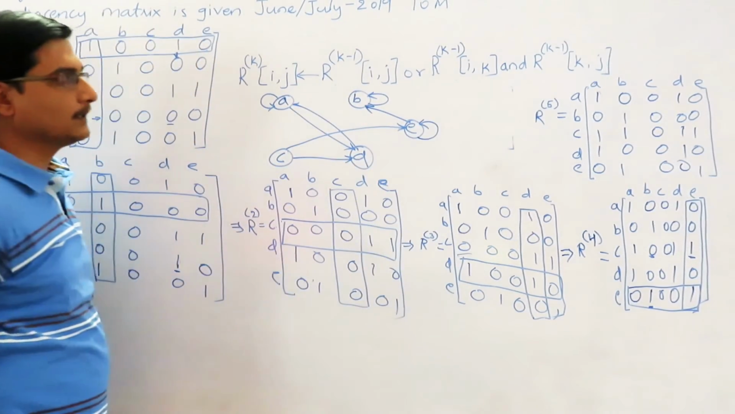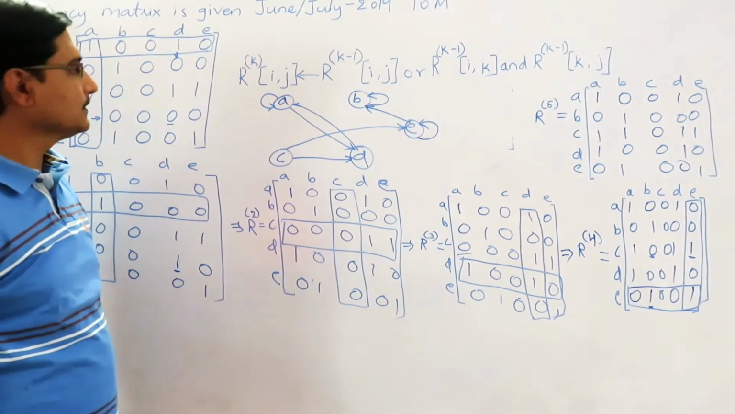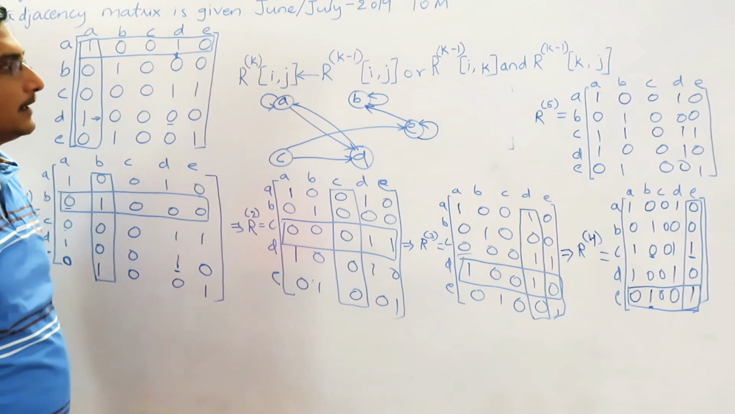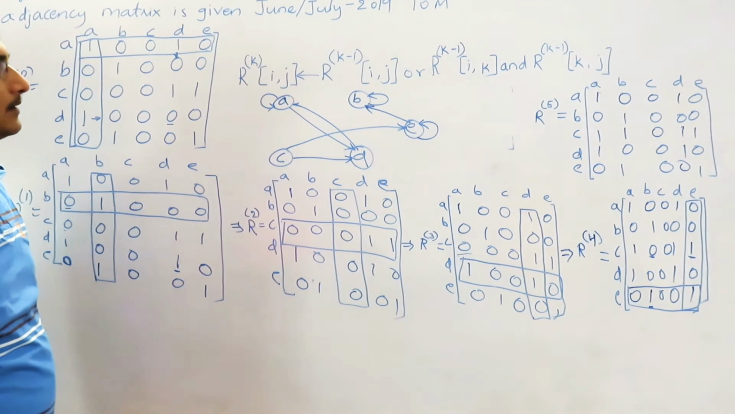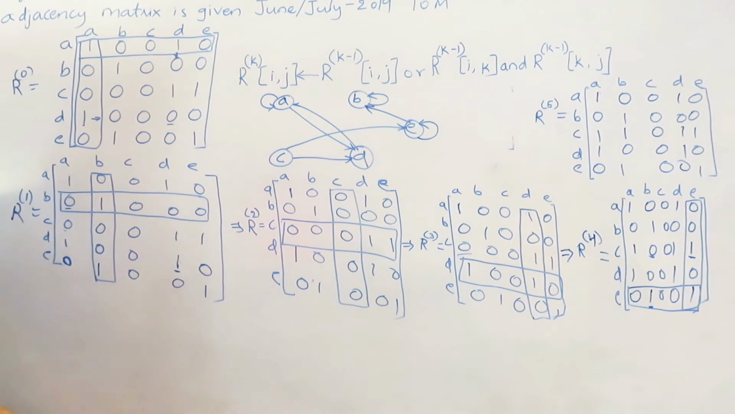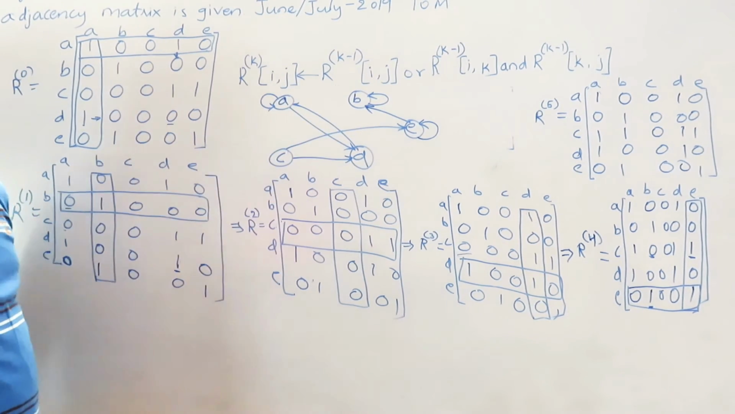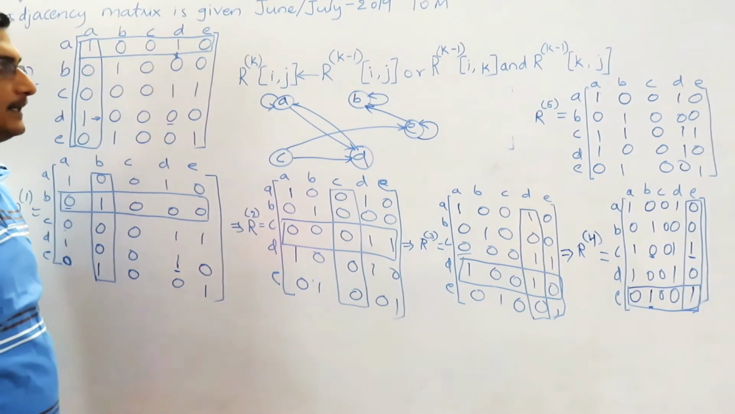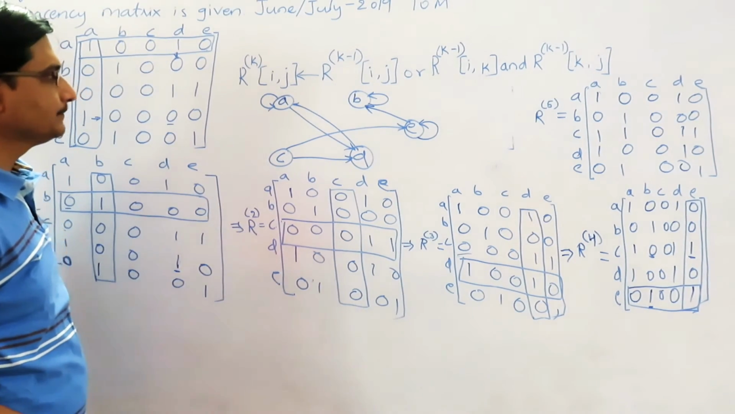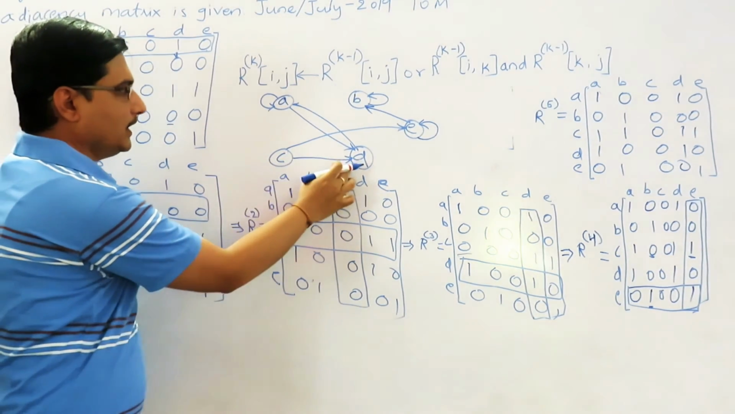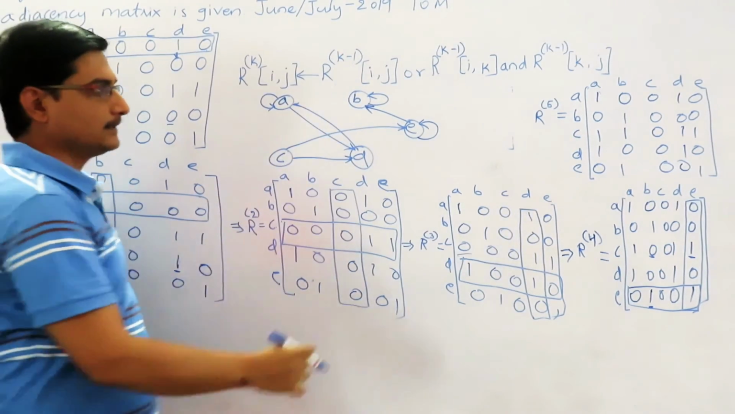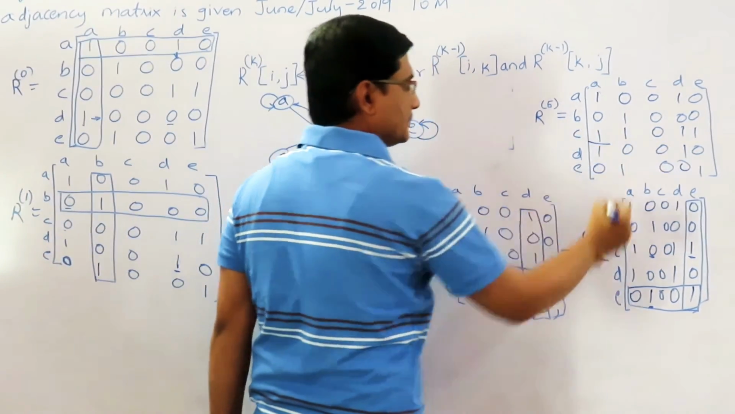Let us cross check. There is no change in the first row, and from the second row there is no change. In the third row there are changes. So C to A there is a path. It is telling that there is a non-trivial path C to A. How is it? See that C to D, D to A, there is a path. Yes, this is right.